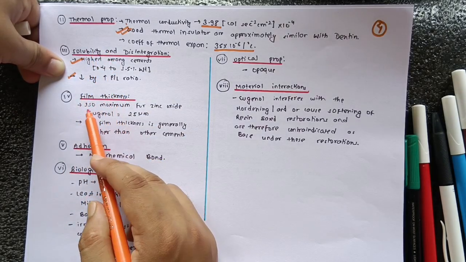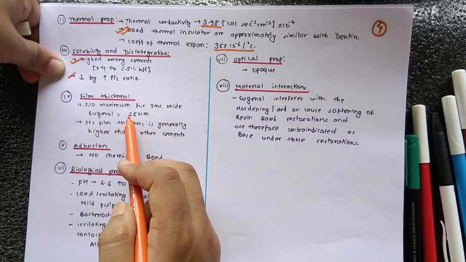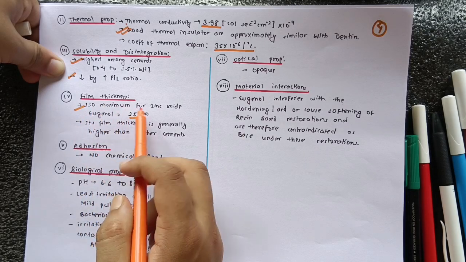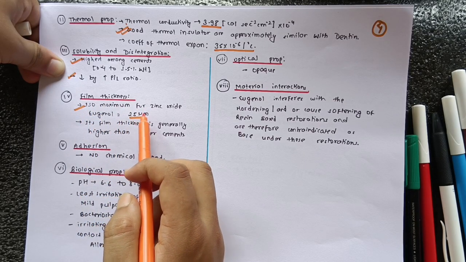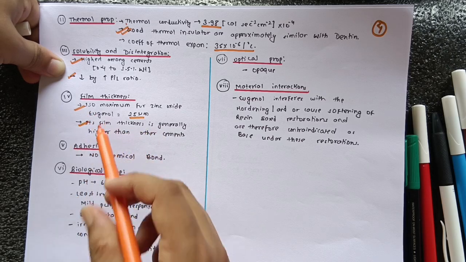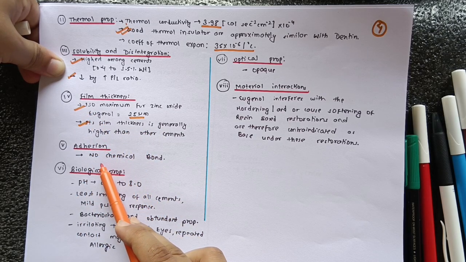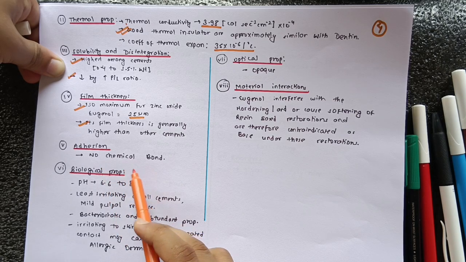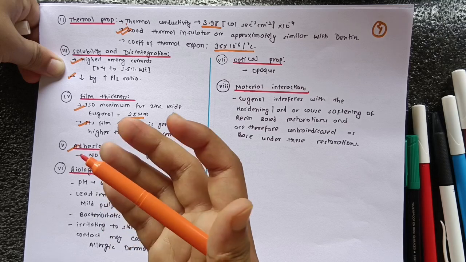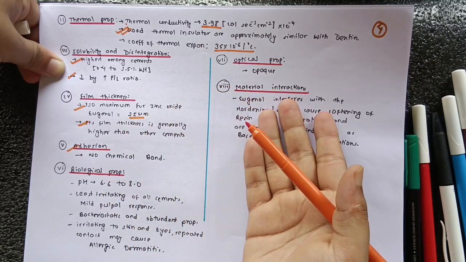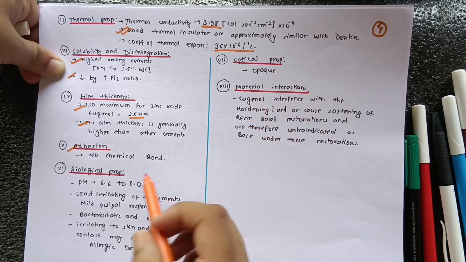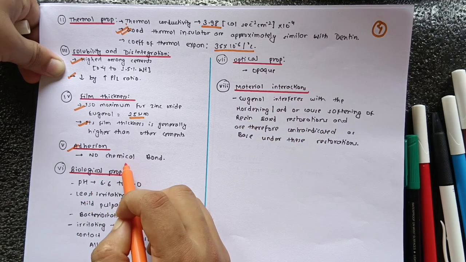Now in film thickness, ISO maximum for the zinc oxide eugenol is this much. ISO has stated that the maximum film thickness of zinc oxide eugenol should be 25 micrometers, and its film thickness is generally higher than other cements. In addition, there is no chemical bonding. It binds similarly to zinc phosphate and zinc silicate. There is no chemical bond, they just adhere by micromechanical bonding.